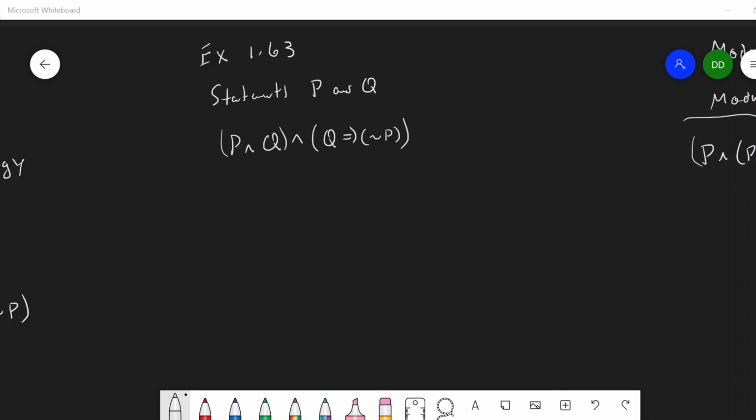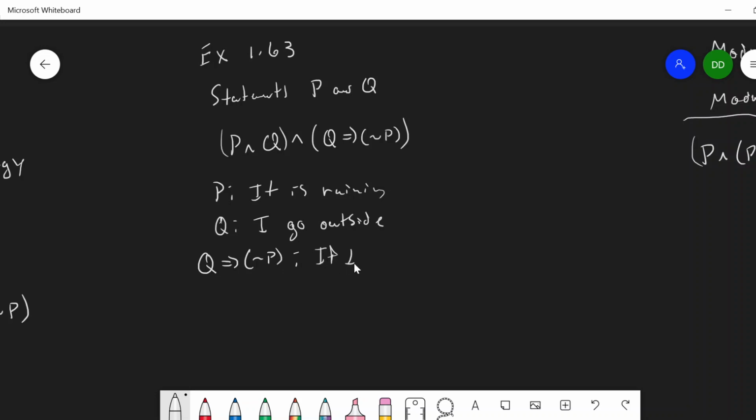Maybe another way to think about this is with examples. Let's pick a P and a Q. Let's say P is the statement, it is raining, and Q is the statement, I go outside. So what this compound statement is saying is that it is raining, and I go outside, and what would Q implies not P be here? Q implies not P would be: if I go outside, it's not raining.